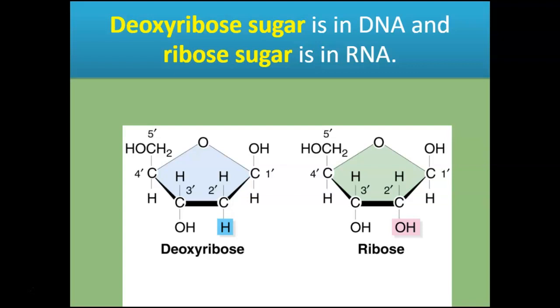These nucleotides can vary, and one way they can vary is their carbon sugar. DNA contains deoxyribose, and RNA contains ribose. You can see the difference between deoxyribose and ribose is the absence of oxygen in deoxyribose.